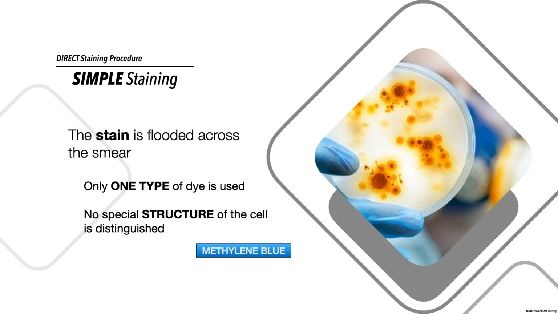After flooding it for 1 minute, you wash it with water, blot it dry, allow it to dry, and then look at it under the microscope, and that's it. You don't need to do anything else, just one dye. That's how simple staining is.